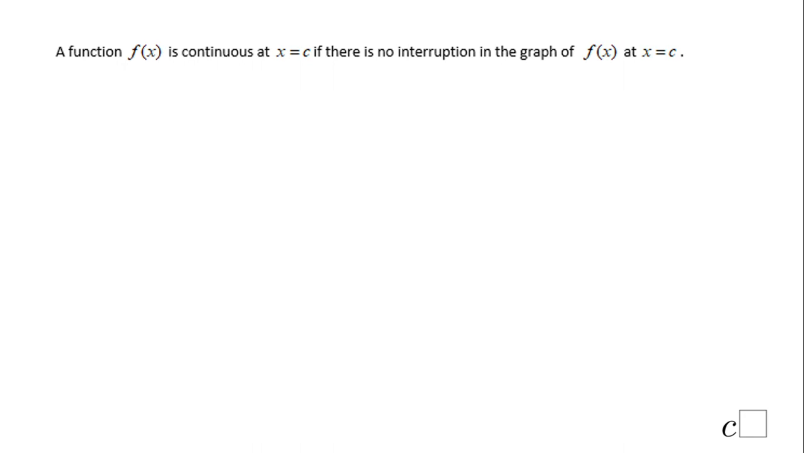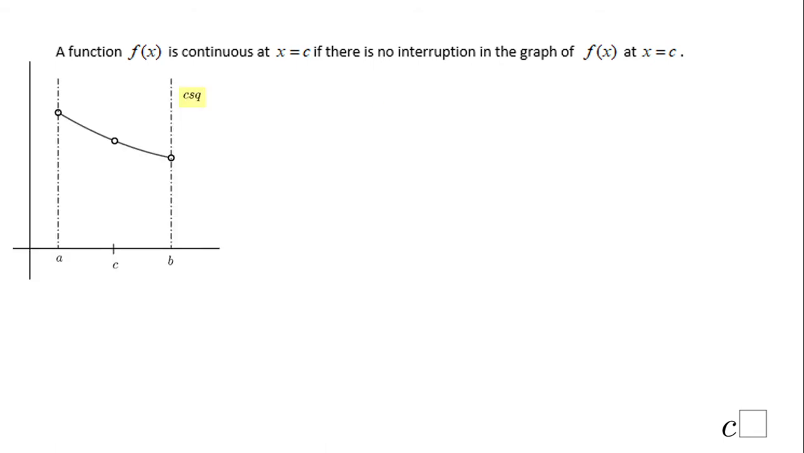In this video clip, we're going to talk about continuity. And you see the first statement here: a function f of x is continuous at x equals c if there is no interruption in the graph of f of x at x equals c. So what you see here, in fact, is a function that is not continuous at x equals c because there is an interruption here. There is a hole.